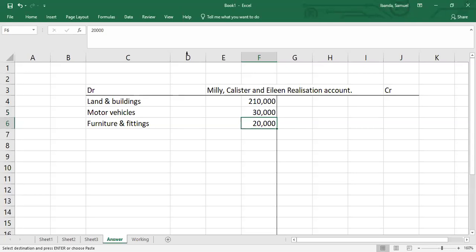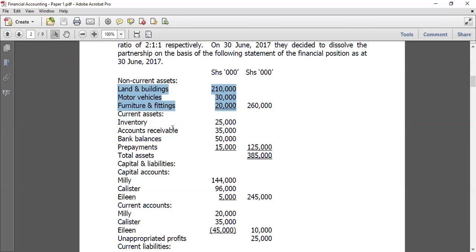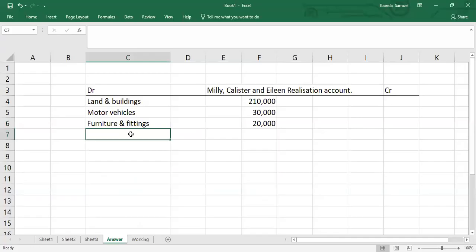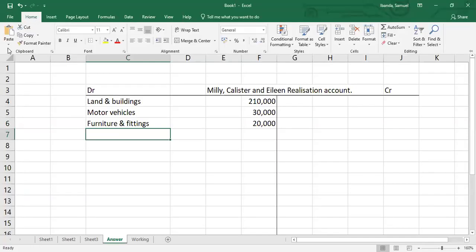So that's very important. Now, when it comes to current assets, the only balance that I don't move is bank, because we are going to have another way of working on it. So I'm going to transfer accounts receivable and then come for prepayments as well. And as you can see, I'm debiting them.